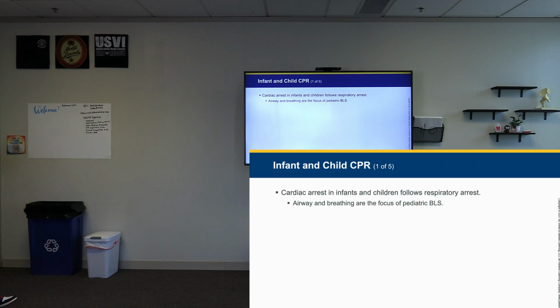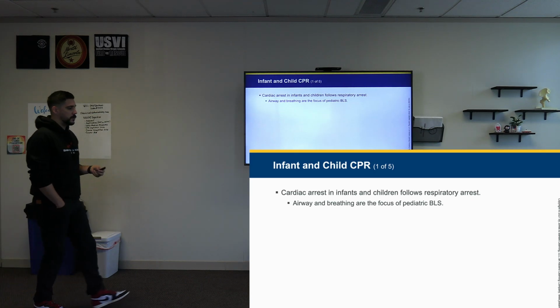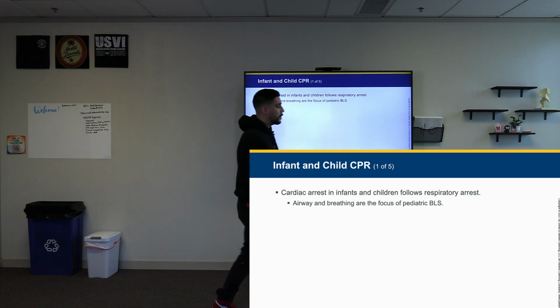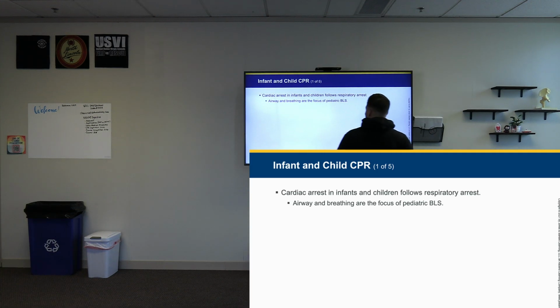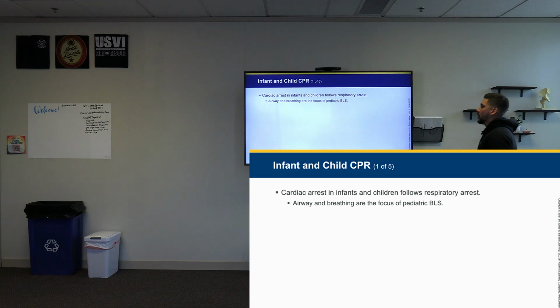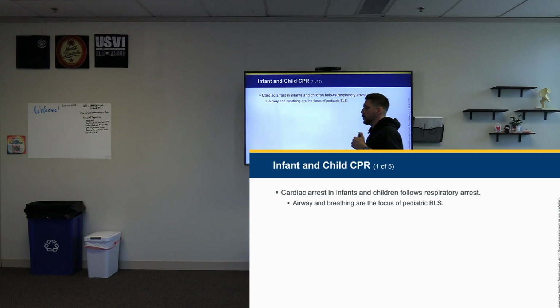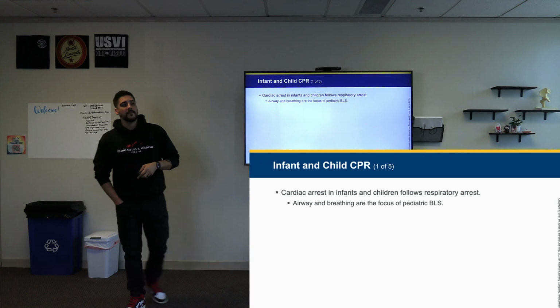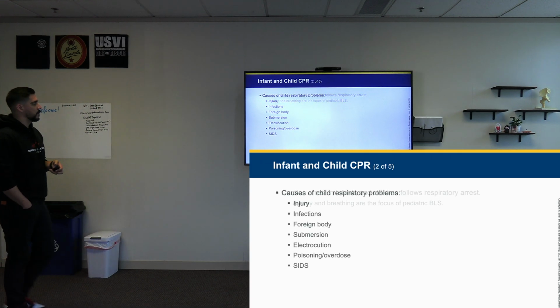Okay, so things do kind of shift. So adults, single rescuer, double rescuer, 30 and 2, until eventually you get an advanced airway, and things will look different depending on your system, okay? But for children and kids, it does change. So cardiac arrest in infants and children, once again, usually follows respiratory arrest, with airway and breathing being the big focus. Keep that in mind. With pediatric BLS, airway and breathing is the bigger focus than the chest compressions, okay?